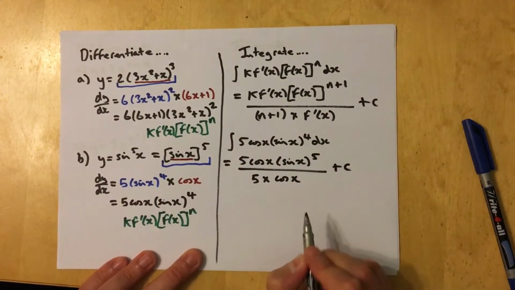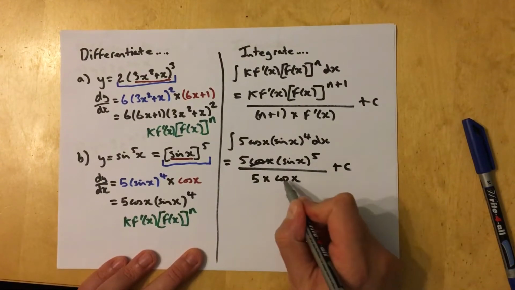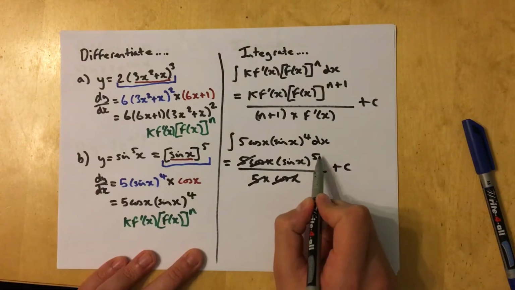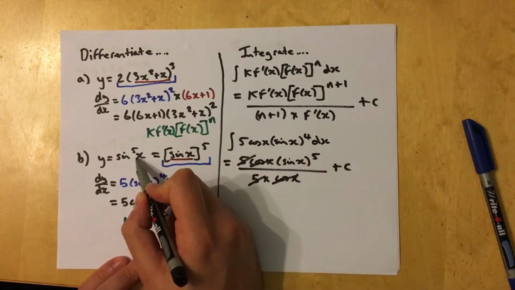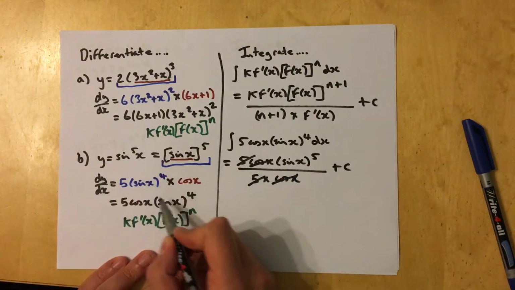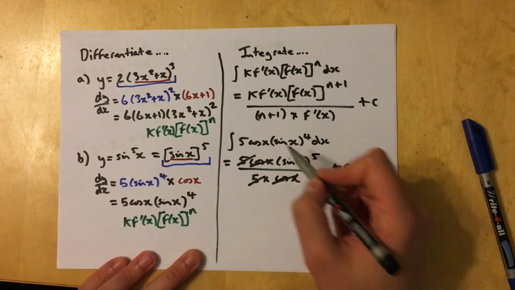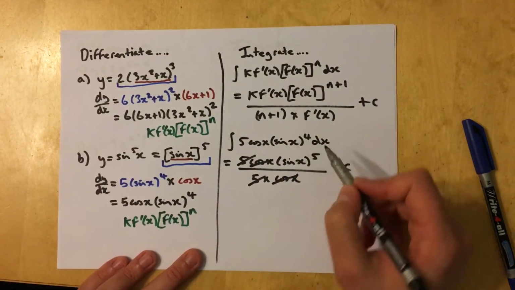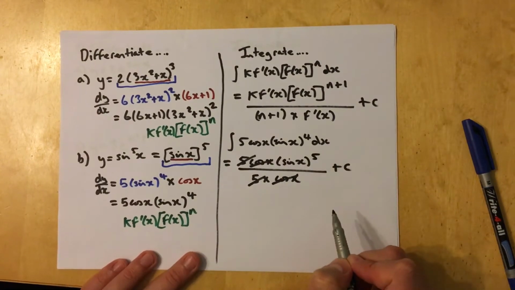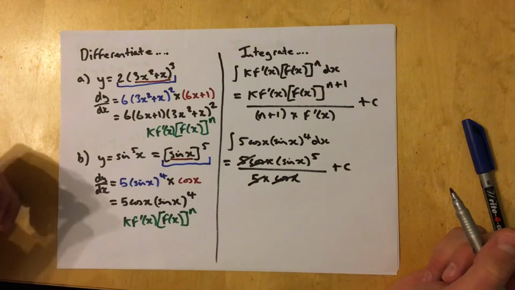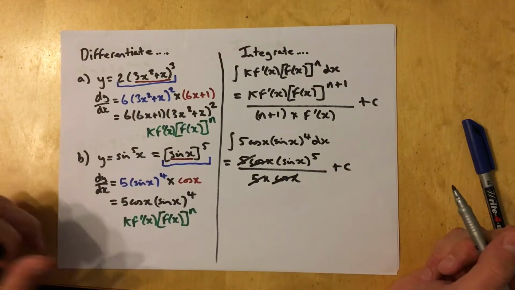Then what happens is the cosine x's cancel, the 5's cancel, so we can see our answer is just sine x to the power of 5 plus c. Well, that's what we started with. We differentiated this using the chain rule. We've reversed that, integration by inspection, or reverse chain rule if you like, to get back to this. Okay, what we've done is we've added 1 to the power, we've divided by the new power, multiplied by the derivative of the inner function.